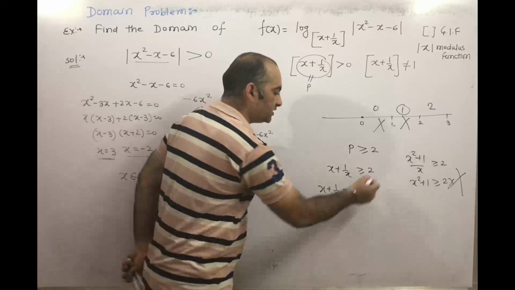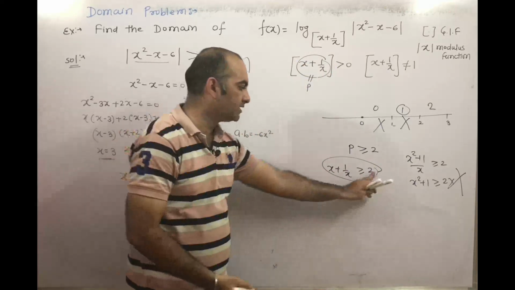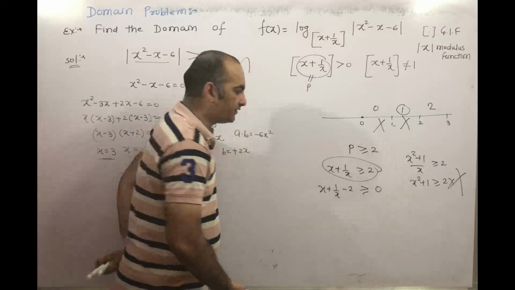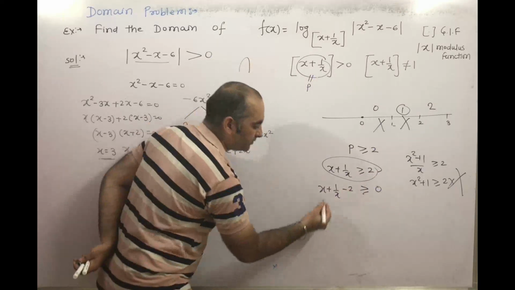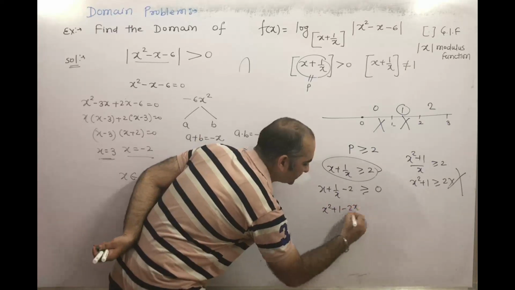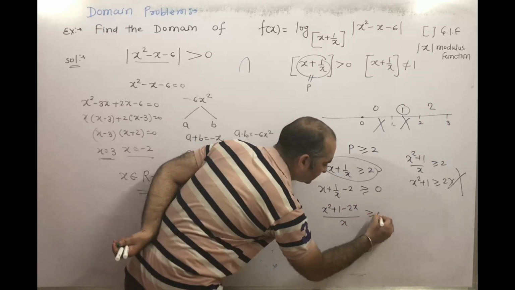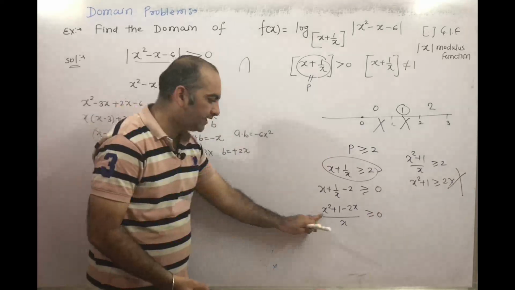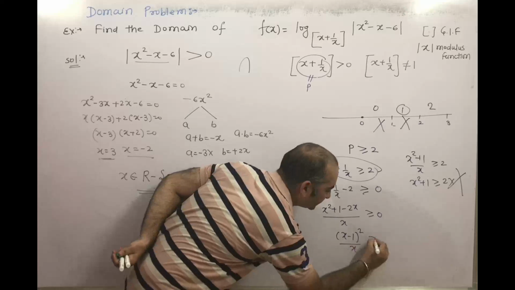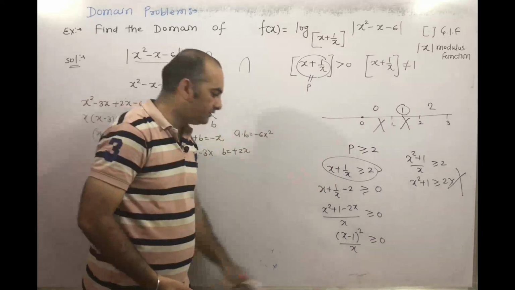So how to solve this one? What will you do? Everything you will take to one side. Okay, so this is greater than equal to 0. So make one side 0 after taking 2 to the left hand side. So what will come? This one. Now you will take x square plus 1 minus 2x divided by x is greater than equal to 0. So you can say this is what? X minus 1 whole square divided by x is greater than equal to 0. So we will solve this one.